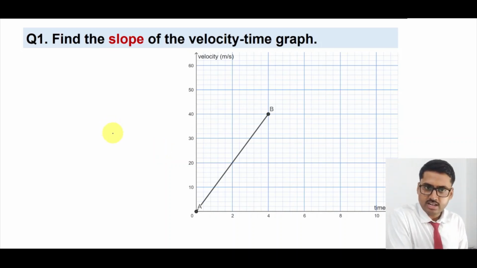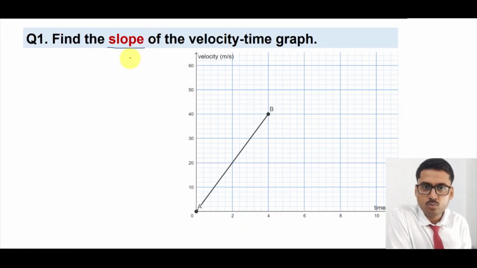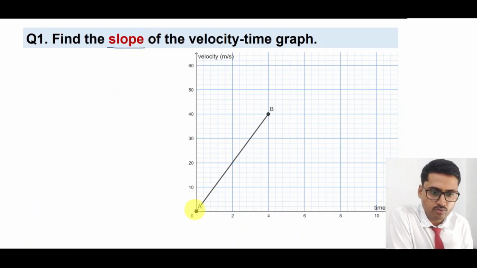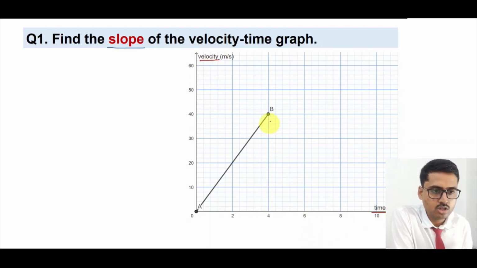So let us take this question. The question is, find the slope of the velocity time graph. We have to find the slope of this graph AB. This is velocity on the y-axis and time on the x-axis. So here let's say I take one point as B, and let us choose any one point on this graph. Let's say I take this point somewhere here, because its coordinates are clear to us.